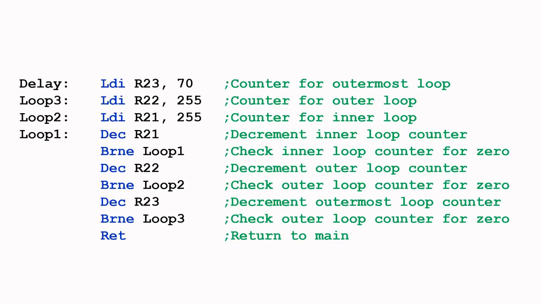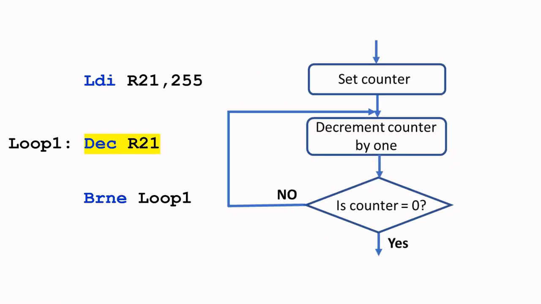Okay, now let's take a look at the delay subroutine that is being used in our video. This is the delay subroutine that I'm going to use, and I'm going to get into the details of this subroutine now. Before I actually get into the details of the subroutine, let me just take a look at something called a single loop.